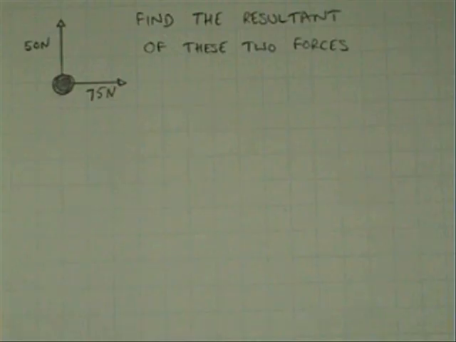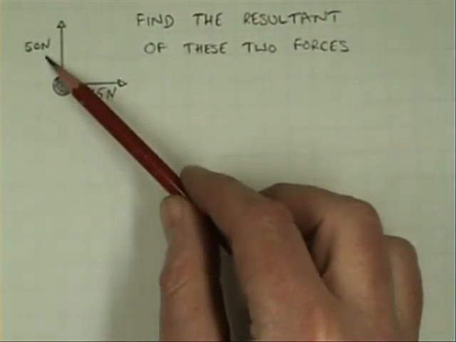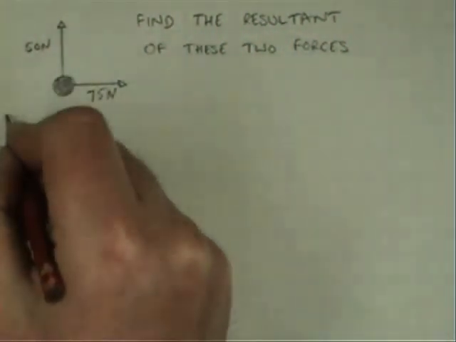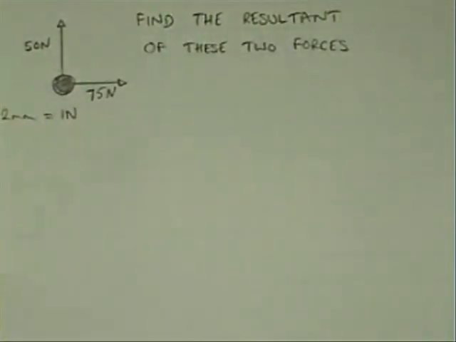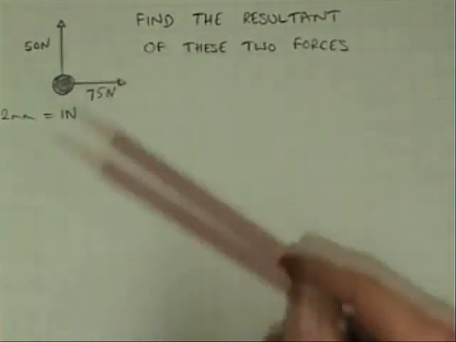In this situation we have two forces acting on an object. We have 75 newtons acting to the right, we have 50 newtons acting upwards, and what we want to do is find the resultant of these two forces. And we're going to do this by means of a vector diagram and scale drawing. So before we can do a scale drawing, we've got to choose a suitable scale. To make best use of the paper, I think a good scale to use would be 2 millimeters representing 1 newton. These arrows on the question, by the way, are not drawn to scale, they're just showing where the forces act and what direction they're in.